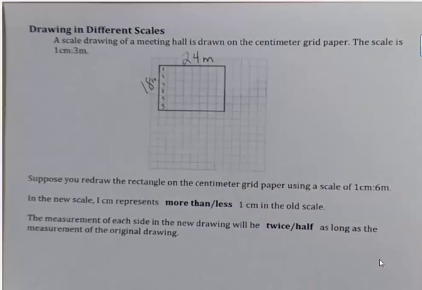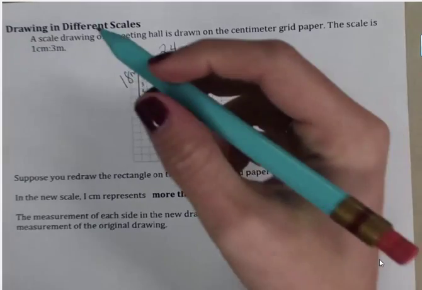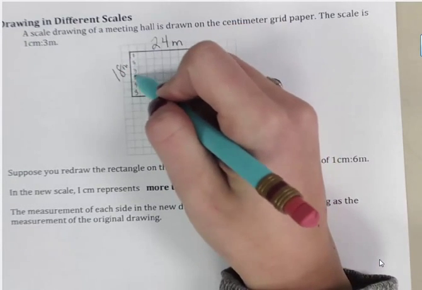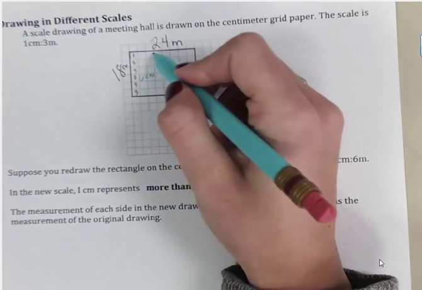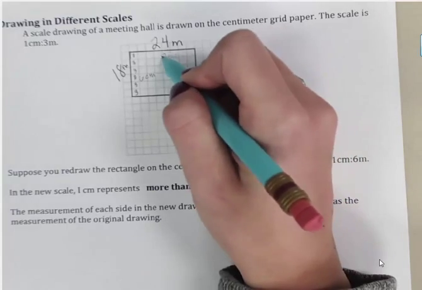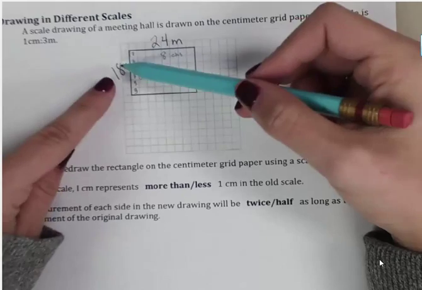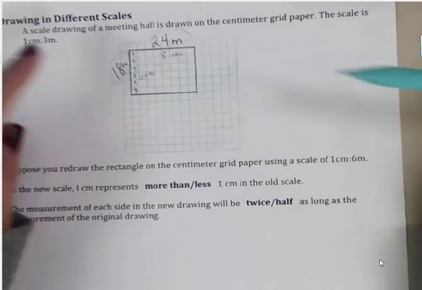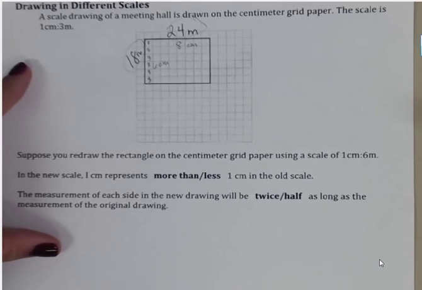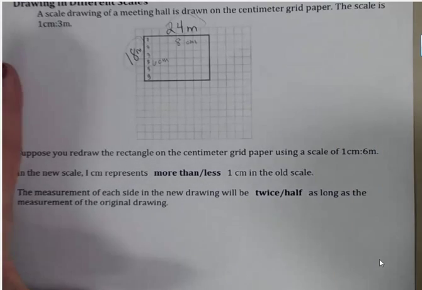Okay, so then it says that's how long our actual, obviously this is really 1, 2, 3, 4, 5, 6 centimeters, and 1, 2, 3, 4, 5, 6, 7, 8 centimeters, but we know that each centimeter is 3 meters, so in real life it would be 18 meters by 24 meters. Okay, the question says, suppose you redraw the rectangle on the centimeter grid paper using the scale of 1 centimeter is 6 meters.